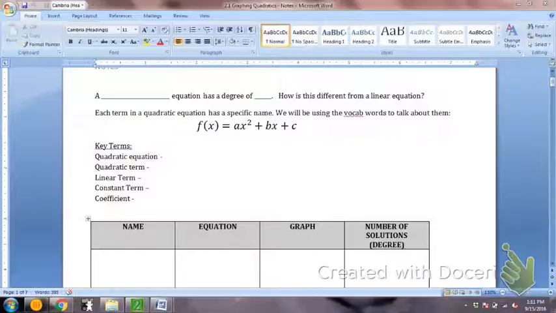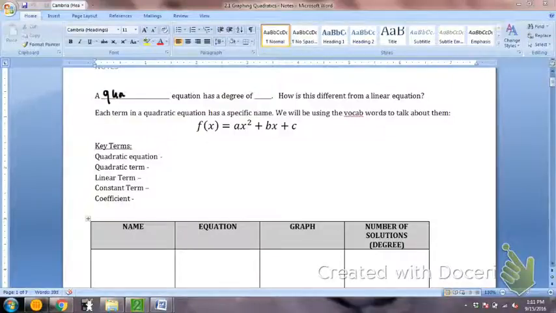So when we do words like this where it says key terms, those are things that you will probably see on your test. So those are words that you're going to need to know. They're not hidden. In geometry class, some of the words are hidden in your notes. Not so in Algebra 2 very much. Okay? All right, so a quadratic equation, that's our first blank there.